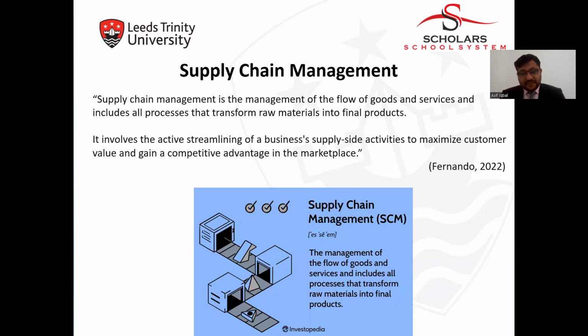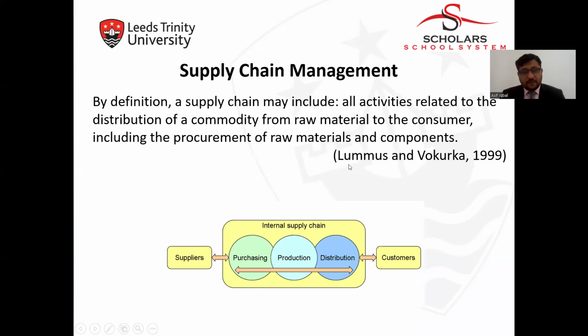As in the picture, it mentions supply chain management, the management of the flow of goods and services, including all processes that transform raw material into the final products. By definition, supply chain management may include all activities from the distribution of commodity from raw material to the consumer, including the procurement of raw material and components.